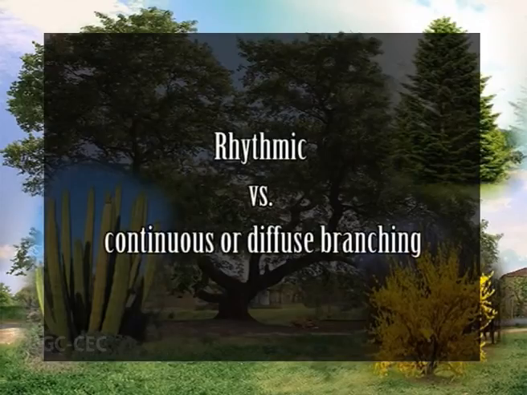Now, let us try to differentiate between rhythmic and continuous or diffuse branching. Defined and used for the first time for plant architecture description, these terms contribute to the characterization and definition of architectural modules and take into account the topological distribution of sibling axes on a parent axis.